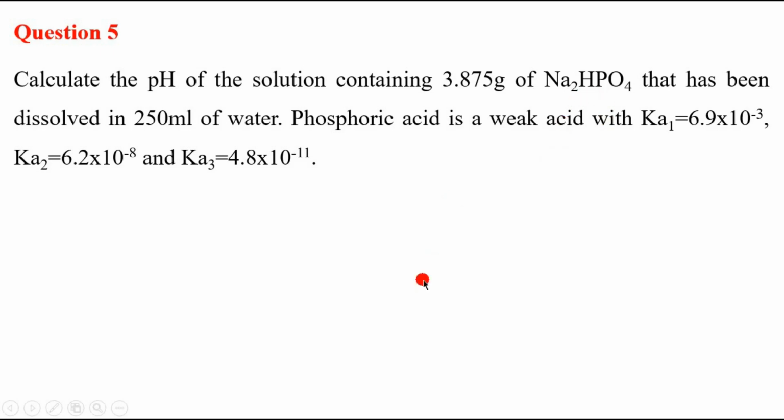In the answer, we need to check, because this salt is coming from phosphoric acid, which is a weak acid and will behave as both acid and base. So we need to check, is it going to behave as the acid or base? That will depend on the Ka1, Ka2 and Ka3 that we are having.